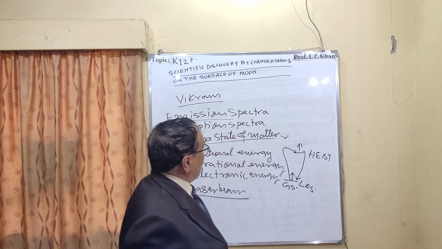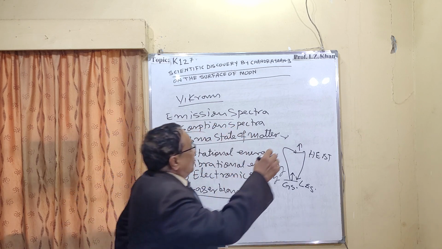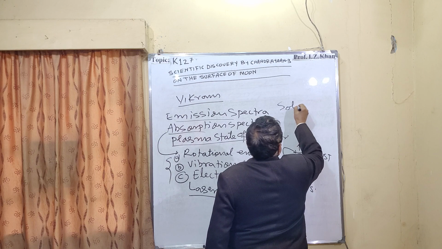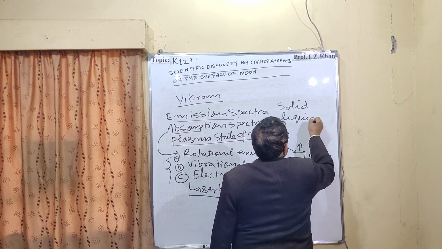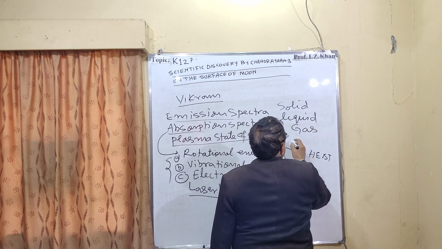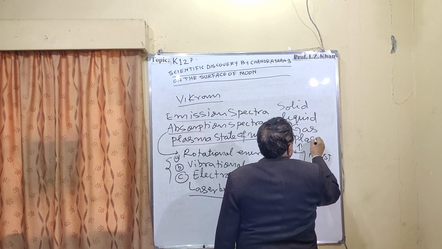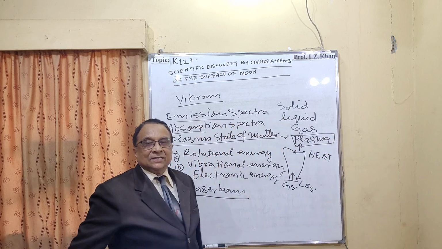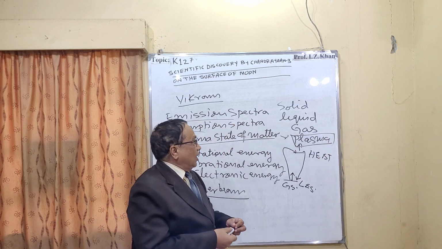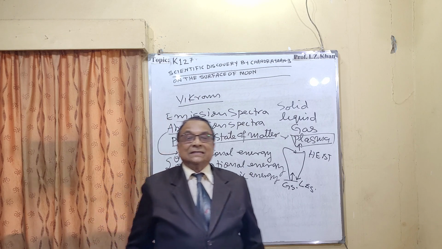You know that all matter is in three states. One is solid, then liquid, and then gas, and the fourth is plasma. Plasma state of matter means neither is it solid, nor liquid, nor gas, but it is a different state.